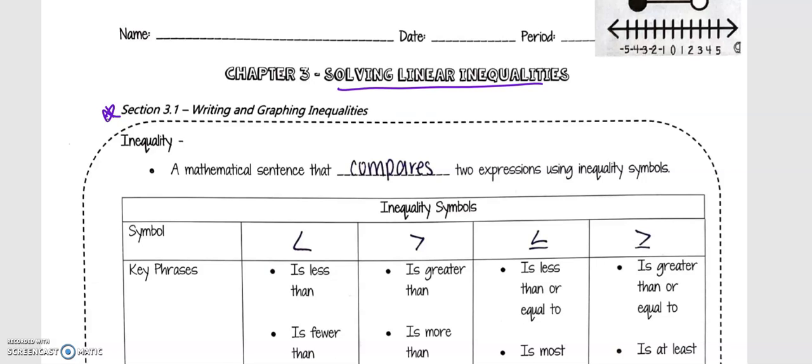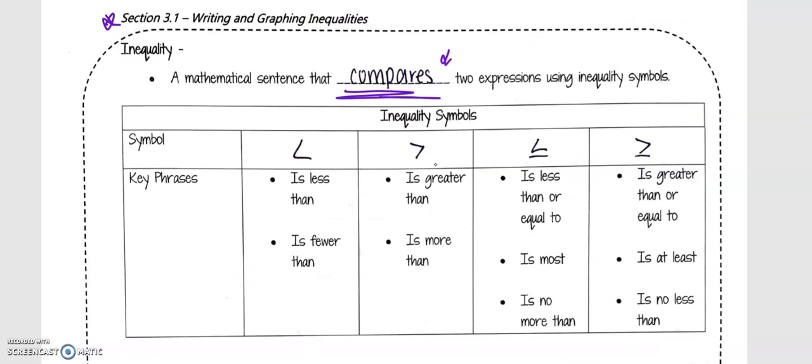So what is an inequality, right? We've got to know that. A mathematical sentence that compares two expressions using inequality symbols. So we're talking about comparing two things, and how we're going to compare them is using these symbols here. We've got 4 different types of symbols, and they look like this.